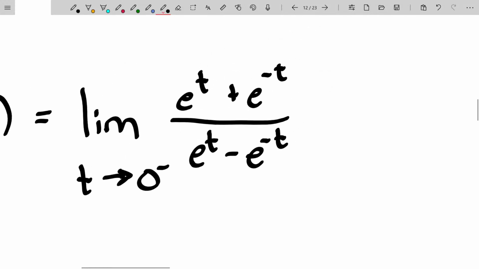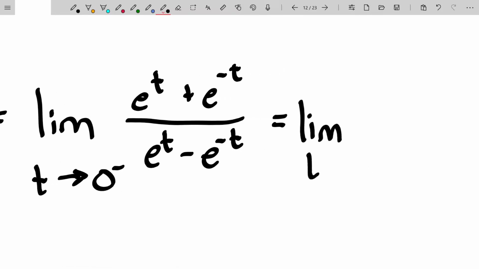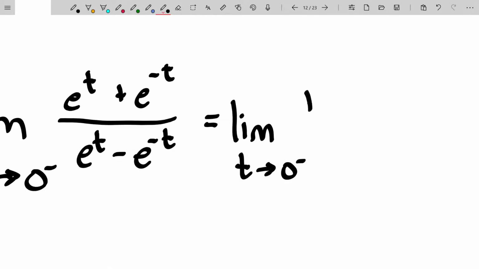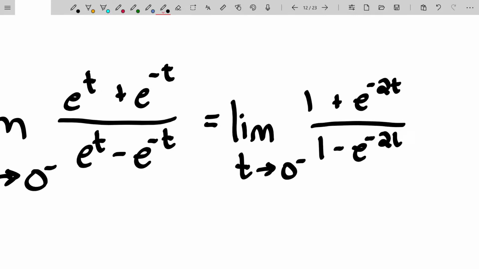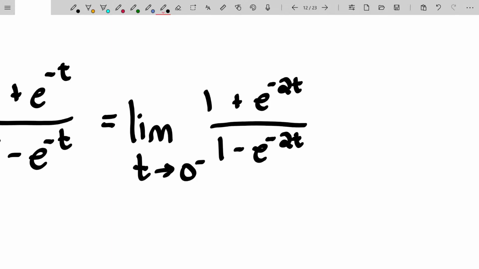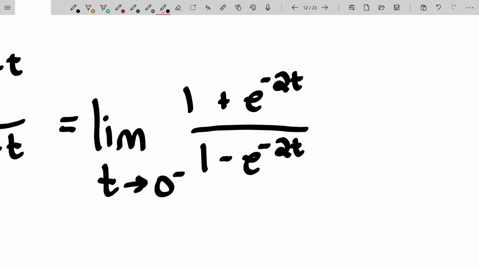And technically, you could do the same move we did before. It's not necessarily the best, but it works, I suppose. Let's say limit as t goes to 0 again from the left, and divide top and bottom by e to the t to get 1 plus e to the negative 2t over 1 minus e to the negative 2t. And now we have an issue. It's actually the same issue we had before. If you try to substitute in 0, you get that the denominator tends to 0. The numerator actually does not tend to 0.